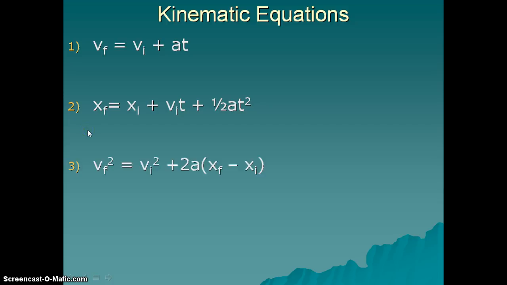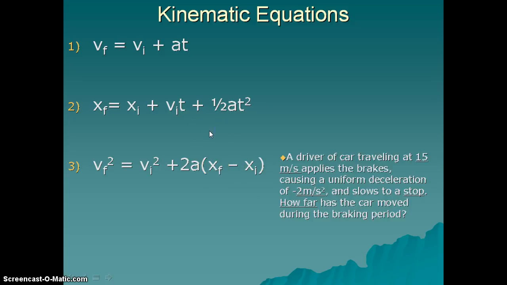Here is our third kinematic equation. Final velocity squared equals initial velocity squared plus 2 times the acceleration times the displacement, so final position minus initial position.